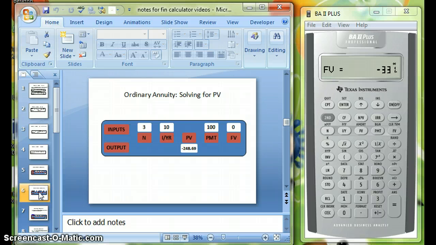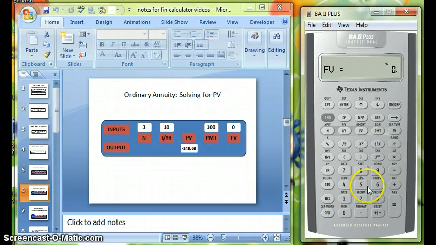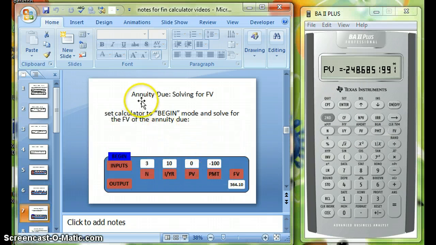And well, guess what we have to do if we want to solve for the present value? We go 0 future value, and you can repeat 3N, 10%, IY, 100 payment, compute for the present value. What if we have annuity due? Remember, the difference between annuity due and ordinary annuity is that for the annuity due, each payment is made at the beginning of each period.